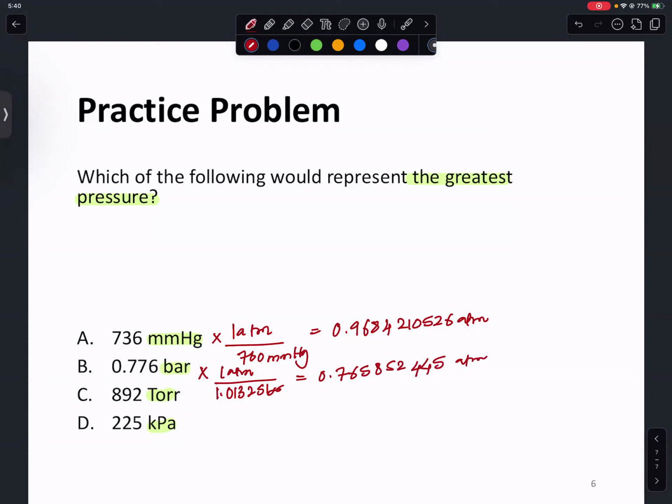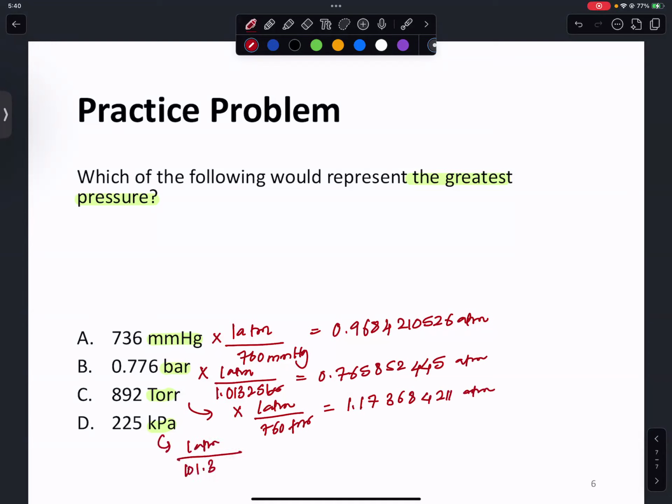0.765852445 atmosphere. And then for C, we have here 1 atmosphere and 760 torr, which equals 1.173684211 atmospheres. And then finally, I have 1 atm over 101.325, and this gives me 2.2205775 atmospheres. So comparing all of these right here, it seems the answer is D, which is the greatest pressure. And I hope this makes sense, and I'll see you in the next video.